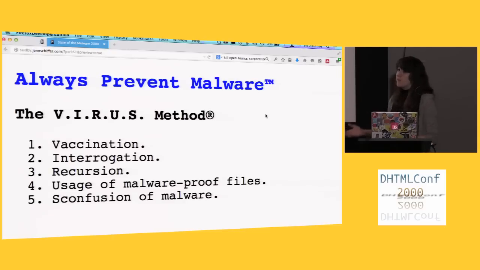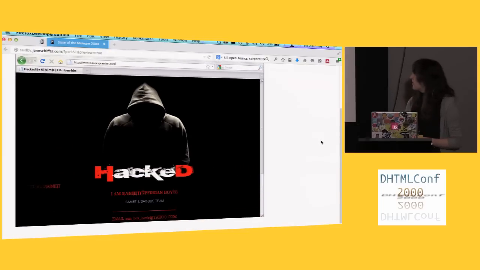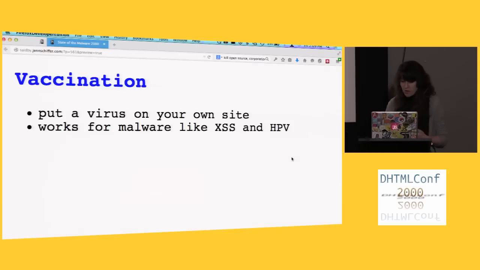And this is another thing that I had introduced back in March, and that's called the virus method for preventing malware in our code. So for vaccination, we make our sites look like the site is already infected with malware. So like this is back when I worked at the NBA, and this is what the NBA site looked like. You could also put a virus on your site already, because nobody is going to infect your site if it's already infected. That's crazy. It's like if you have the flu, the flu's not going to get you at the same time. That just doesn't happen.